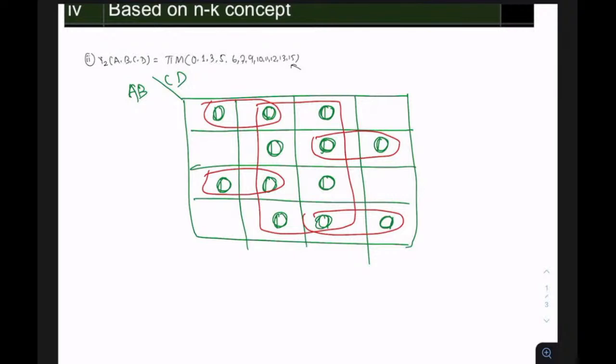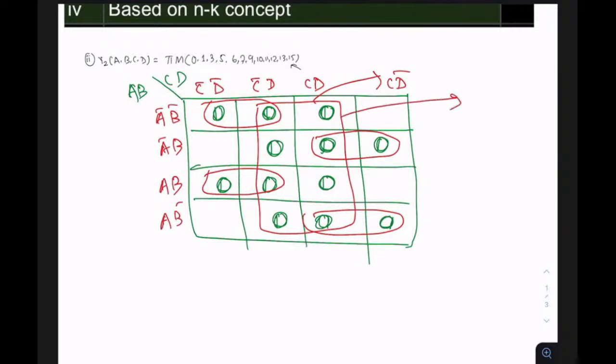If I ask you, what is the expression for this octet? So what are the answers? This is your C bar D, this is your CD, this is your CD bar, and this is C bar D bar. This is your A bar B bar, this is your A bar B, this is your AB, and this is your AB bar. So what is the expression we'll get for this one? From the row we'll not get anything, from the column we'll get D.